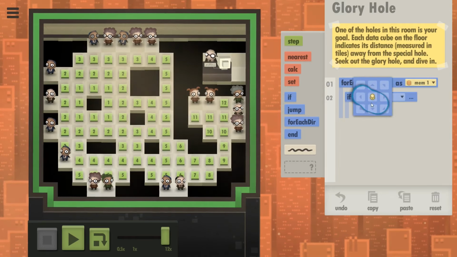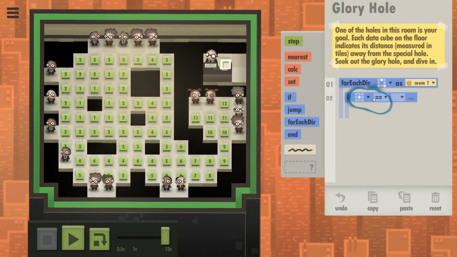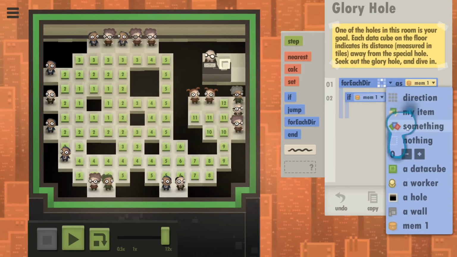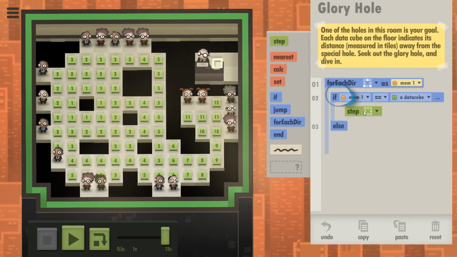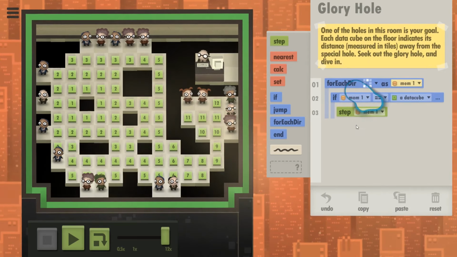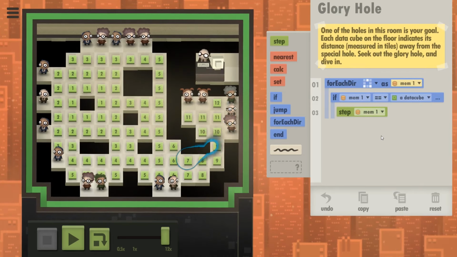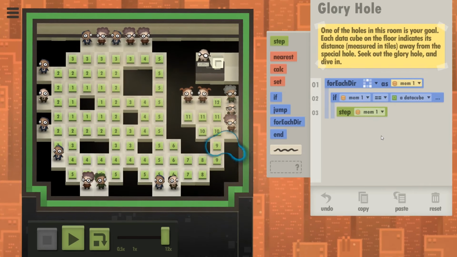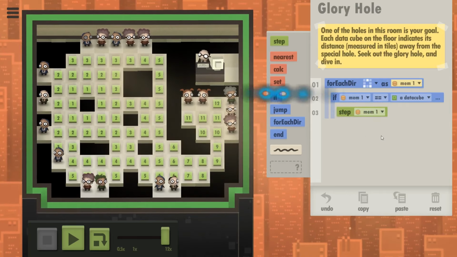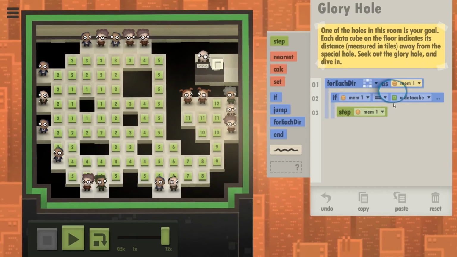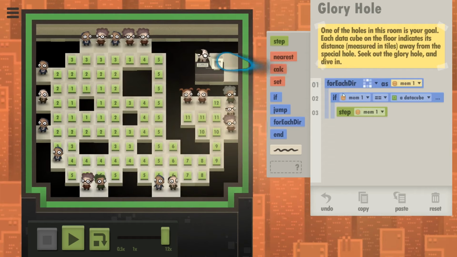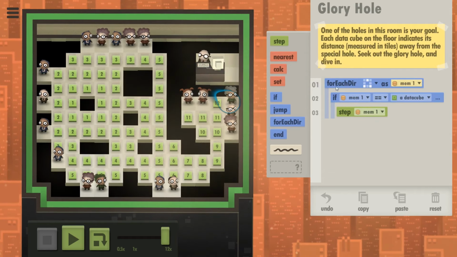If memory 1 is a data cube, step memory 1. This literally just gets everybody onto a number to start with. And it does it in as few checks as possible. Because we're going for speed.